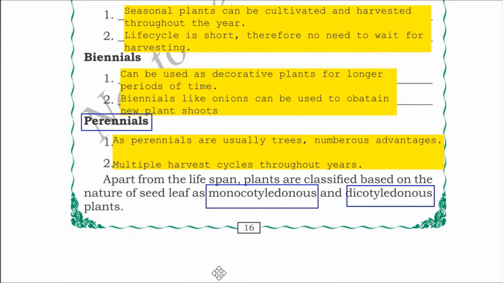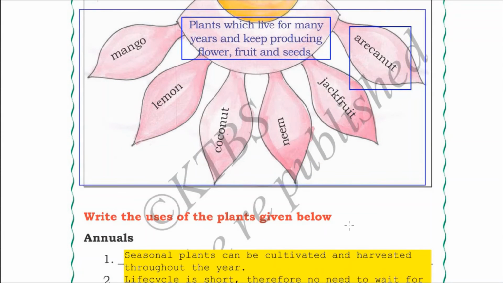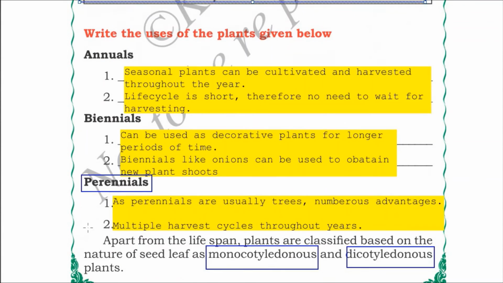Next we have perennials. As we saw here, most of the perennials are trees. And we have a number of uses of trees. We know that trees give us shade, they give us a number of raw materials like wood, and they are helpful in preventing soil erosion. So these are the uses of perennial plants. Another use is multiple harvest cycles are present throughout the year. So we need not go on planting these trees every year. Instead, if they mature and become adult trees, then we'll be getting fruits for years to come.